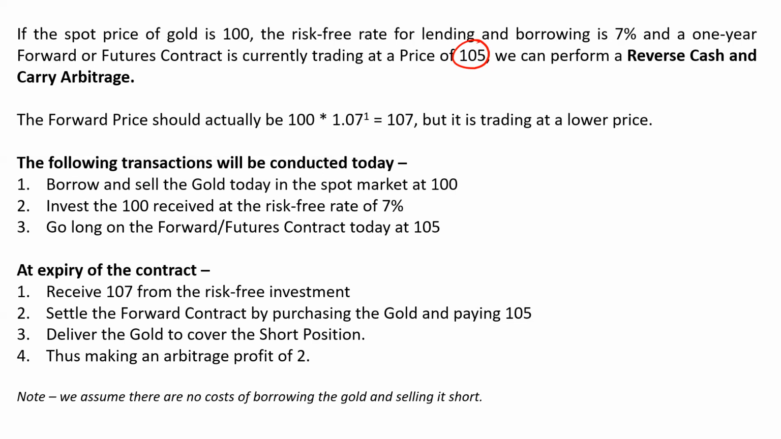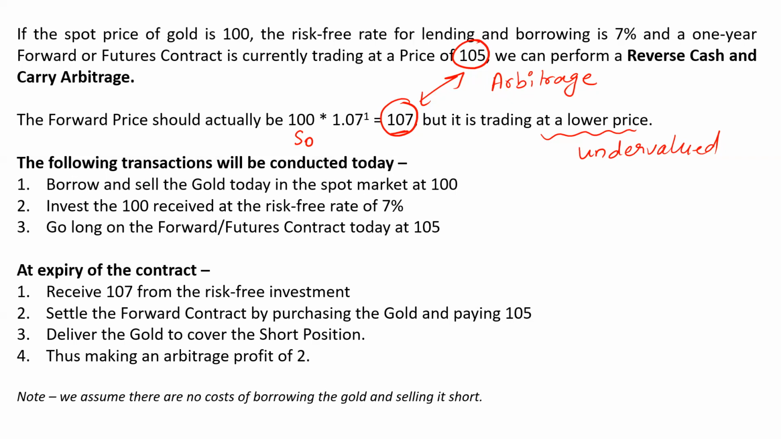So how to do that? Let's understand. First, let us find out what should be the no arbitrage forward price. So no arbitrage forward price is the spot price S0 multiplied by (1 + r) raised to 1. It should be 107. So the futures price or the forward price should be 107, but it is trading at 105. That means there is an arbitrage opportunity. The contract should be priced at 107, but it is priced only at 105. So it is trading at a lower price. That means it is undervalued. In the previous example, the futures contract was overvalued. Over here, it is undervalued.